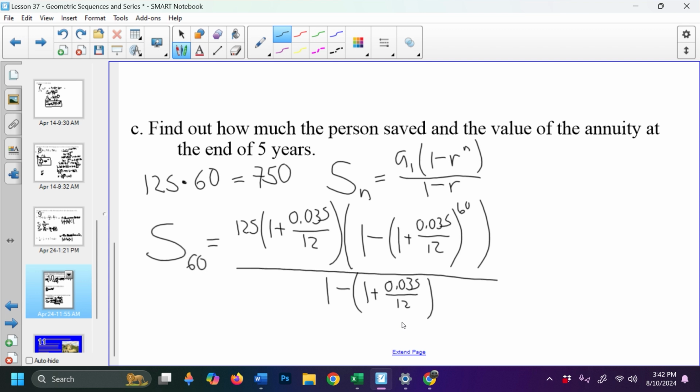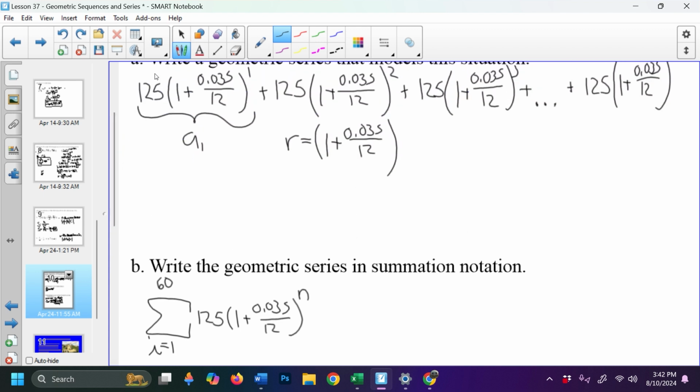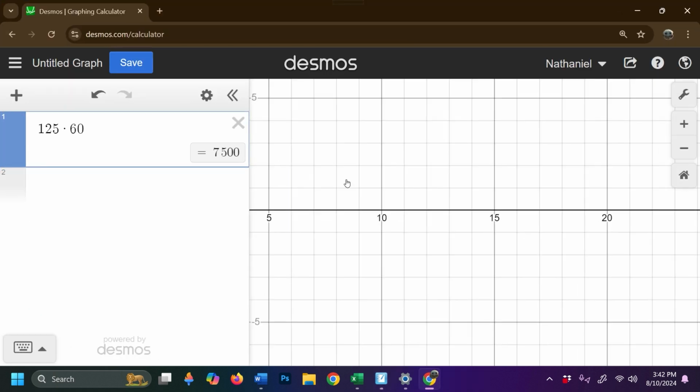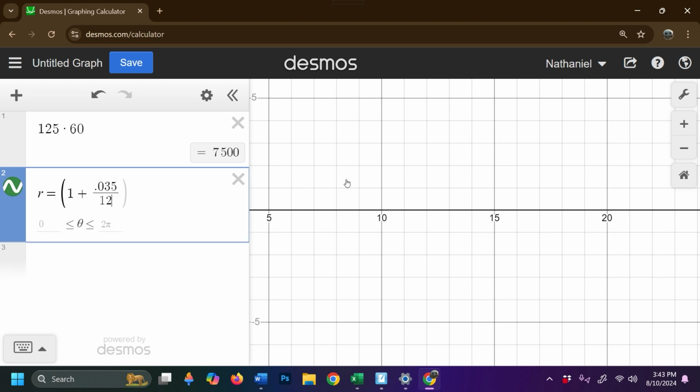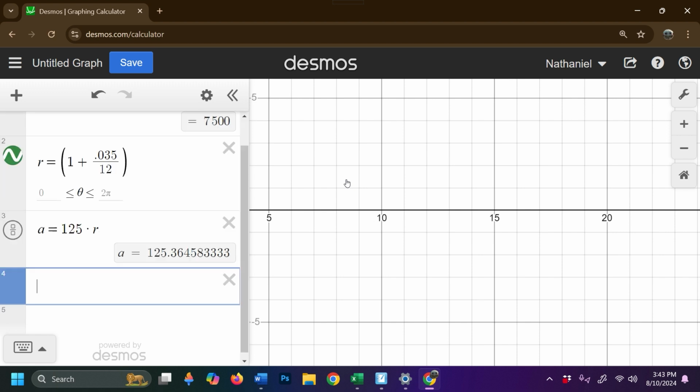Well, that's a lot to try and put into decimals. So if I say that A is just this first thing and R is just that thing, then I can come over here to decimals and say that my common ratio is equal to 1 plus 0.035 divided by 12. That's my common ratio. And then I can say my first term, and I won't say A sub 1, we'll just call it A for now, is going to be 125 times that, times R. And what that allows me to do is to just use the formula.